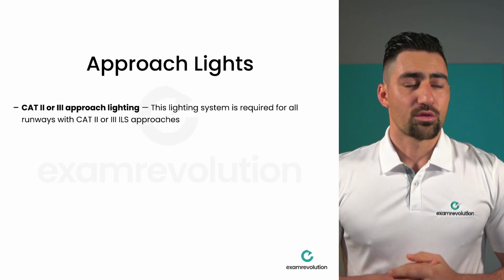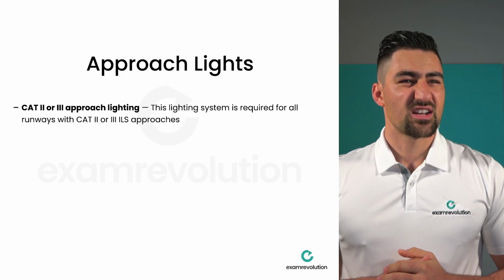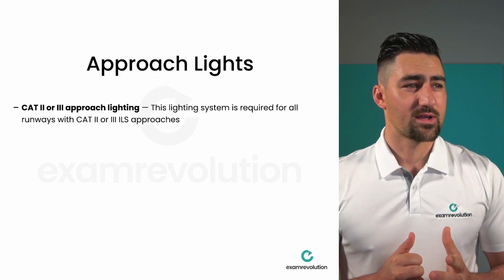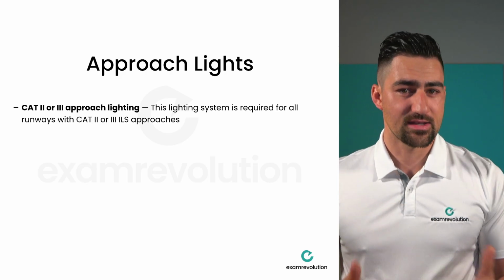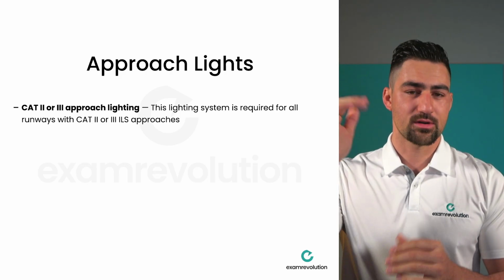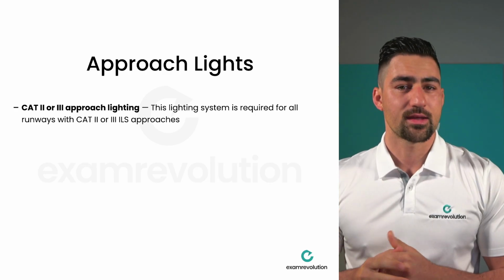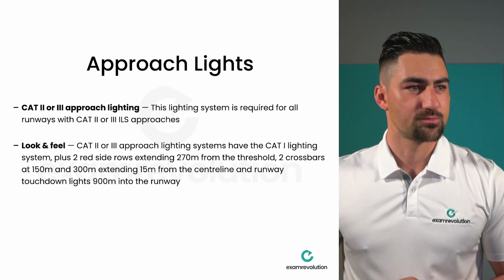Then a category 2 or 3 approach lighting system. So this lighting system is required for all runways with a Cat 2 or Cat 3 ILS approach, right? So this is a little bit, it's one step higher than the category 1 approach.